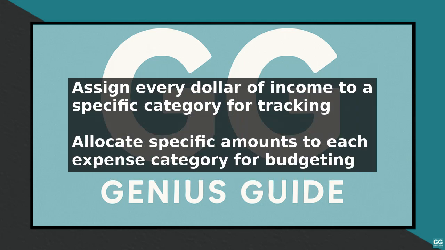As you add your expenses, you will need to allocate a specific amount to each category. For example, if you have a category for groceries, you will need to allocate a certain amount of money to that category based on your average monthly spending.